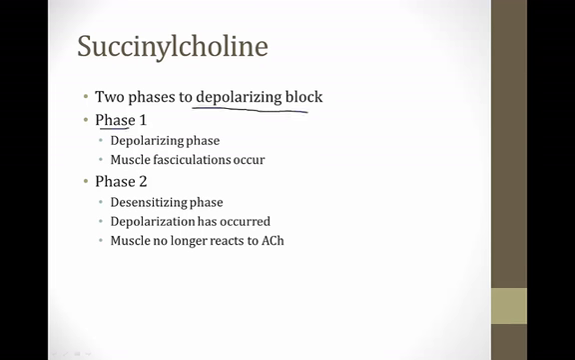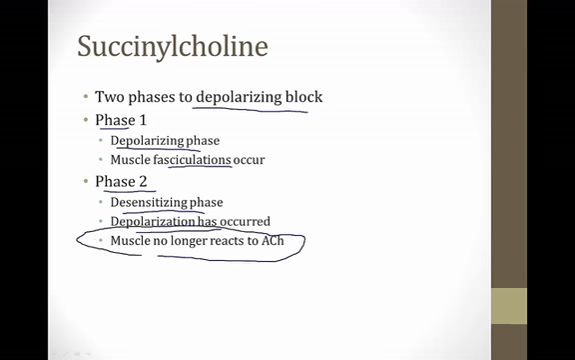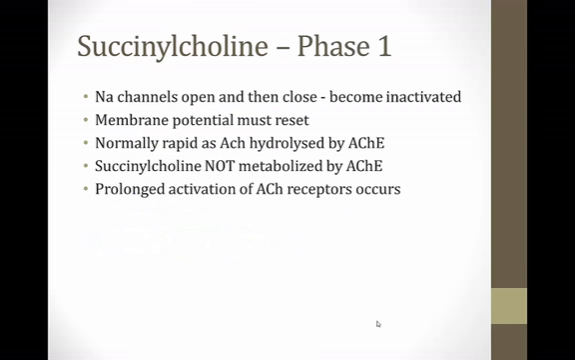In phase 1, the muscle depolarizes and the muscle begins to fasciculate. In phase 2, the muscle's been so stimulated that it is now desensitized. Depolarization has occurred throughout the muscle tissue, and basically the muscle is no longer responsive to acetylcholine. And that's how a depolarizing block of muscle contraction works. So let's talk about the two phases of depolarization in a little more detail.